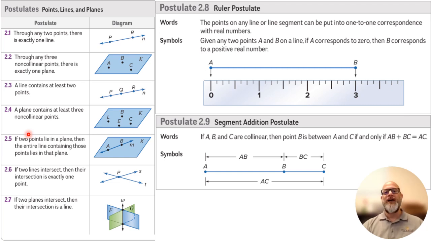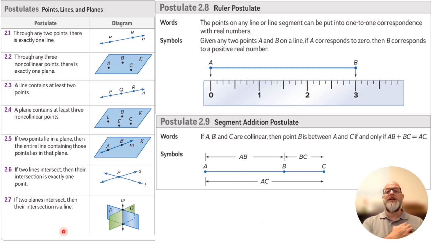The points on any line or line segment can be put into one-to-one correspondence with real numbers. So you have a line right here, the very ancient Greek thing to have. Well, look, we can measure it and say in this case 3 inches, or set it into any one-to-one correspondence with any particular set of numbers.